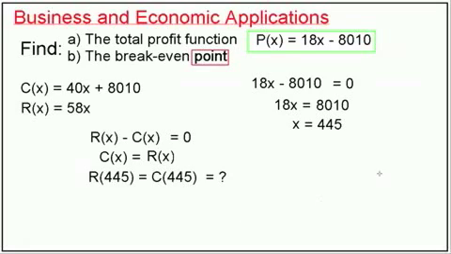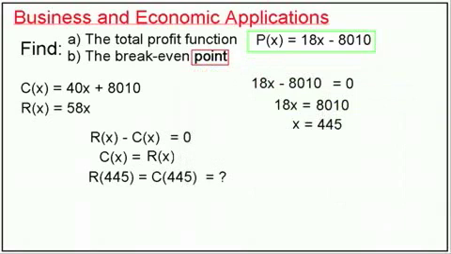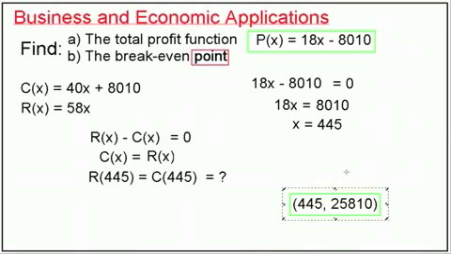I am going to choose the easier route here. I'm going to let x take on 445 in the revenue function since there's only one operation to do, multiplication by 58. Let's drag in the calculator. 445 times 58, and the answer is 25,810. And so here is the ordered pair that is the solution to part B.